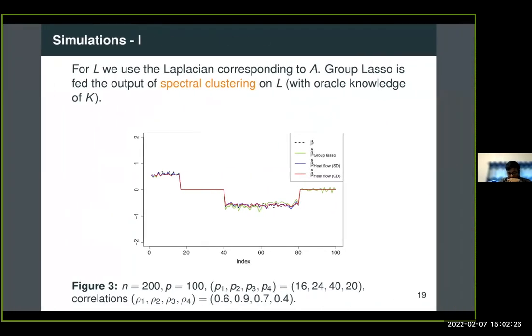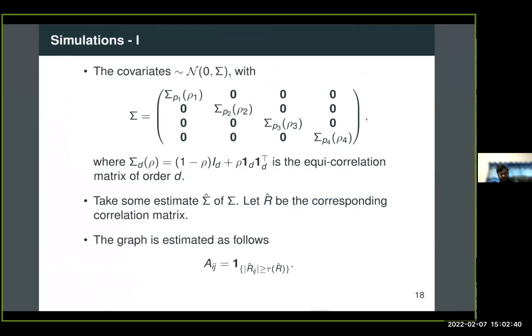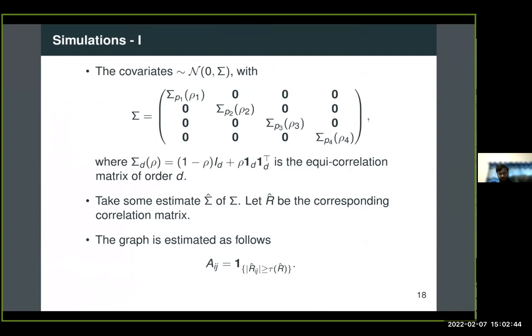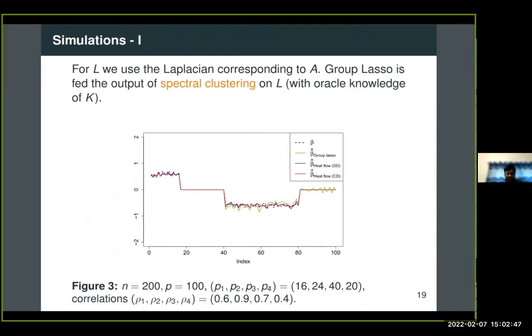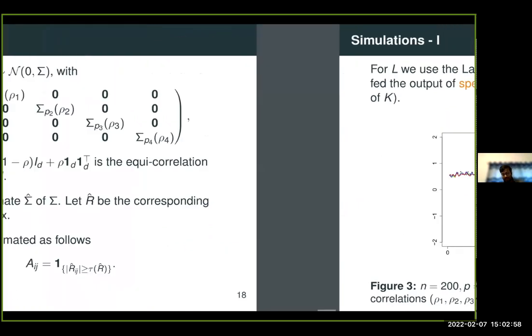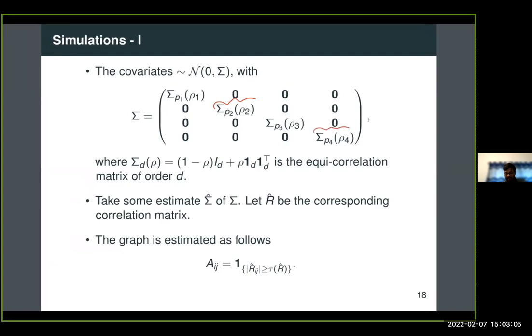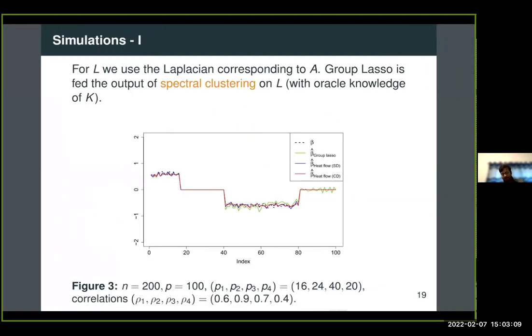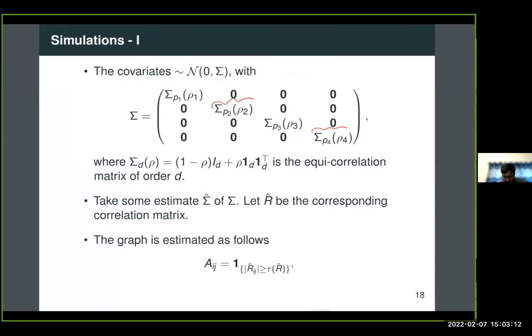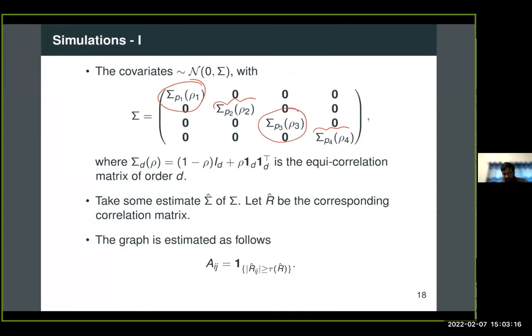Okay, so this is the result of applying these three methods on the simulated data set that I described. All the explanatory variables are coming from this Gaussian distribution. The true beta, depicted here by this broken line, has a group structure that aligns with the group structure of the covariance matrix. The support of beta is basically these two groups of variables, 1 and 3.